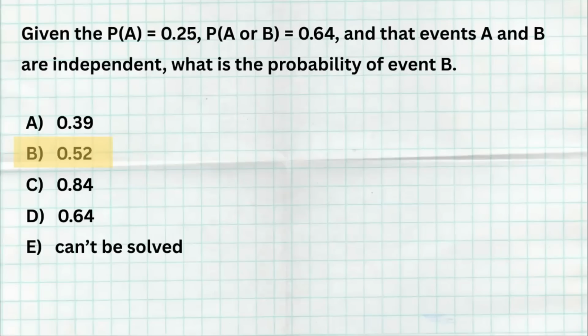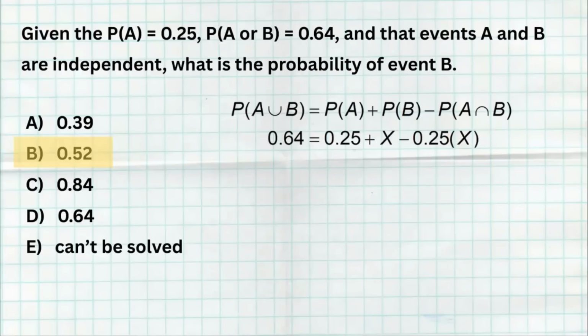This is definitely something where I'm going to need the addition formula. So here is that probability addition formula, where we have the probability of A or B equals the probability of A plus the probability of B minus the probability of A and B. Now I'm going to start filling everything in. This is where you've got to really, really listen. So first, the probability of A is 0.25. That's right here, nice and simple. The probability of A or B is 0.64. That's right there, nice and simple.